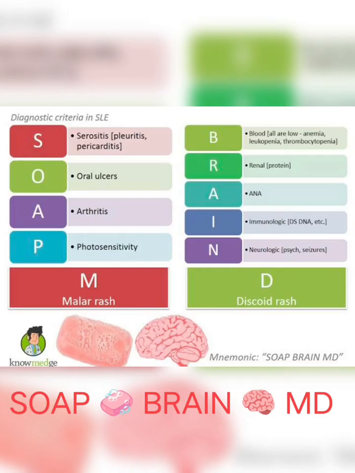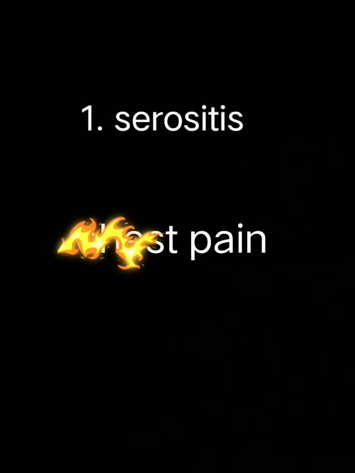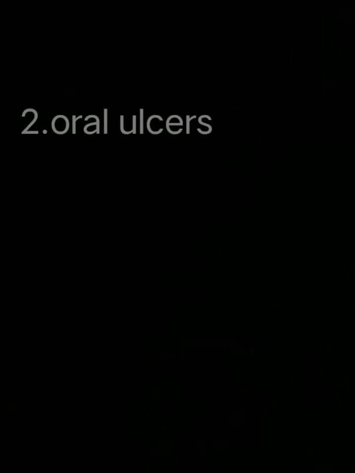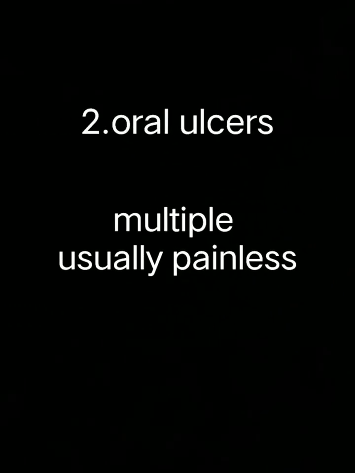Presentation. The various signs and symptoms are remembered by this mnemonic: "So, brain empty." S stands for serositis, which includes pleuritis and pericarditis, and the patient presents with chest pain. O stands for oral ulcers, which are multiple and mostly painless.